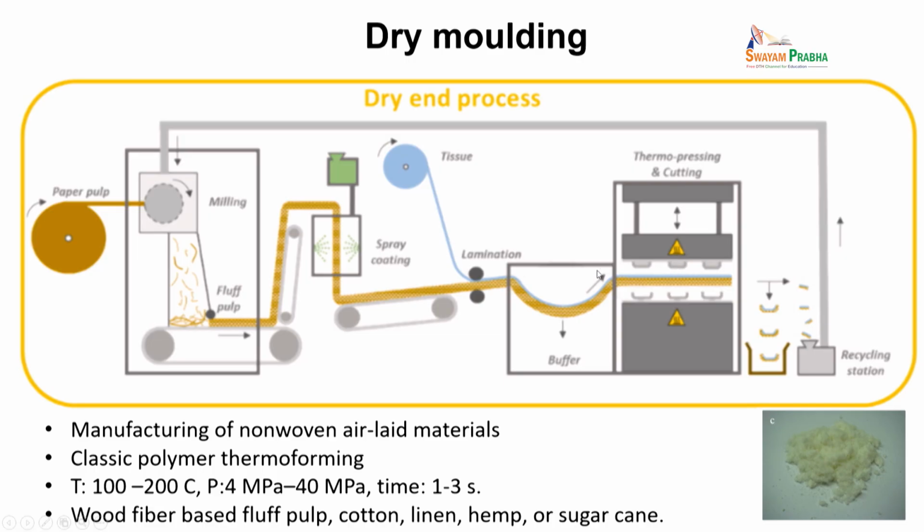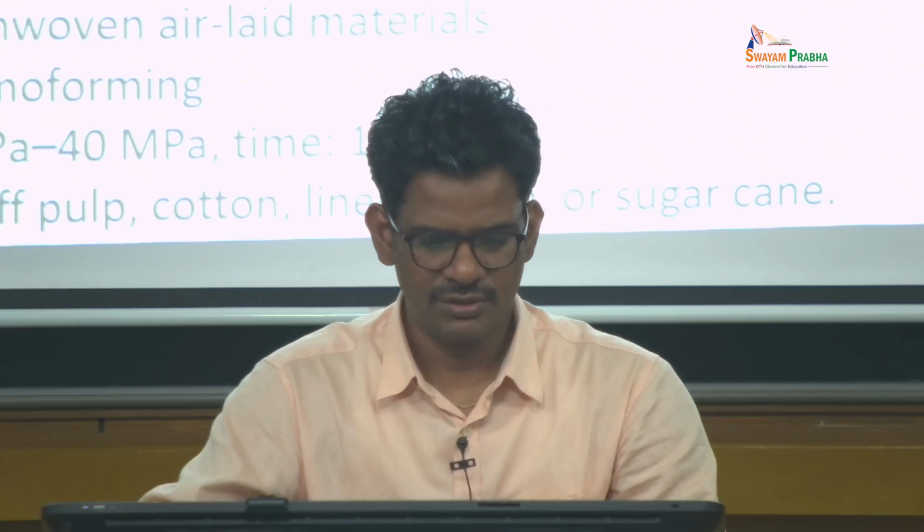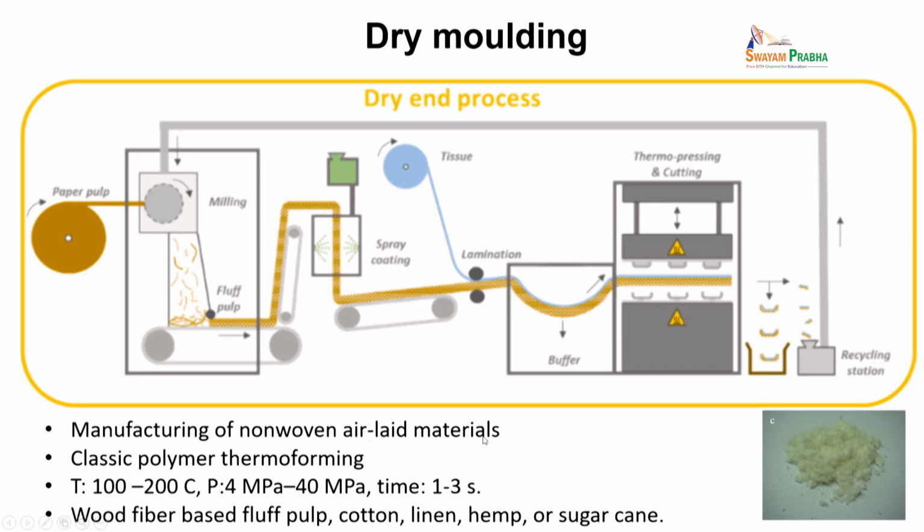And finally, it goes through what is again called compression molding. In this case, we hold the product between two hot molds at high pressure. At this temperature and pressure, the cellulose fiber that we started off with would fibrillate and become a much thicker product, and whatever shape the mold has can be given. So the first thing is to make this non-woven air-laid material, and second is to put it through this thermoforming. Temperature range is between 100 to 200, pressure is between 4 to 40, and time is roughly 1 to 3 seconds.